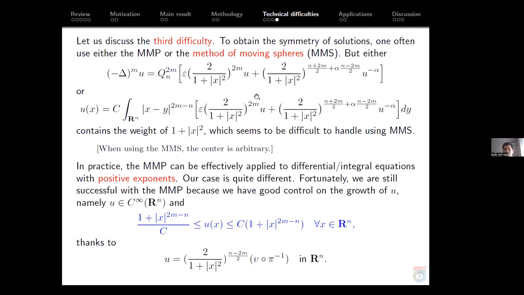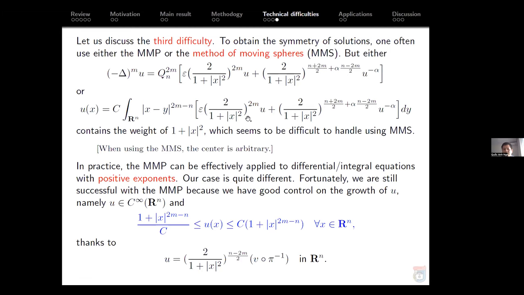But when we make use of the method of moving plane, some new difficulty arises. From my personal point of view, it's not clear how to apply the method of moving plane for an equation with a negative exponent like our equation. In the case of an elliptic equation with a positive exponent, both the method of moving plane and moving sphere work very well. But in the case of a negative exponent, we don't know much about this.